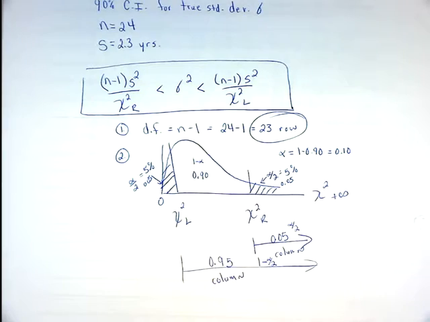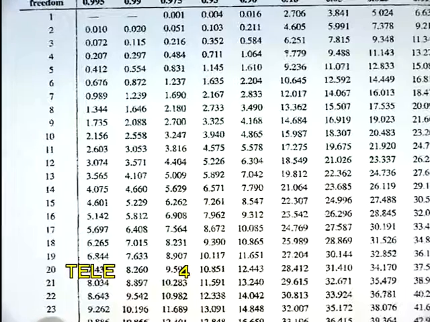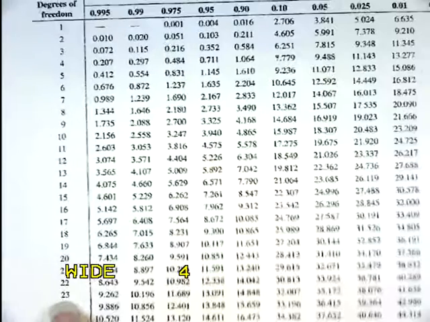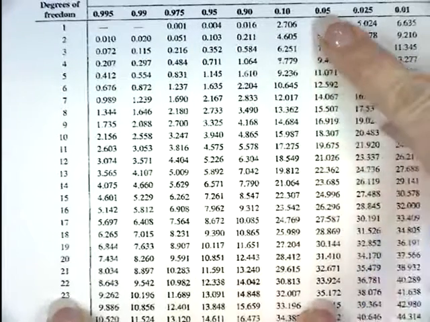I'm going to break out the chi-square table, and I'm going to isolate row 23 and column 0.05. Your two fingers meet at 35.172.